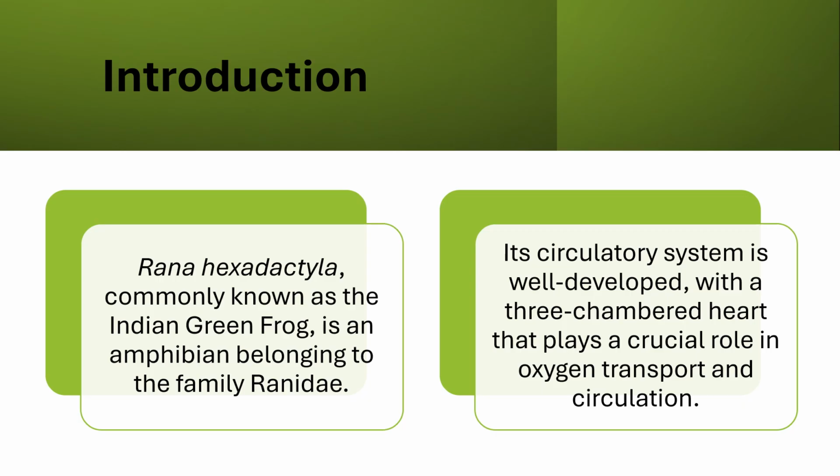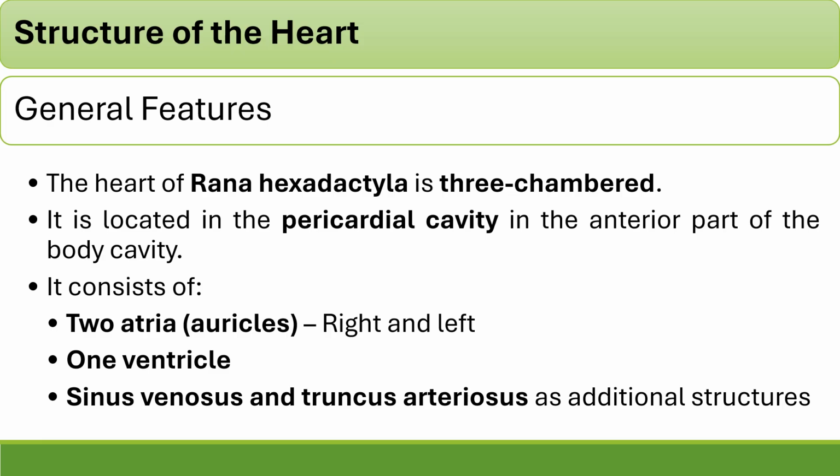So, we are discussing Rana hexadactyla, which is commonly known as the Indian green frog, an amphibian belonging to the family Ranidae, which is very commonly seen in our country, India. Its circulatory system is very well developed with a three-chambered heart that plays a crucial role in oxygen transport and circulation. The general features of Rana's heart.